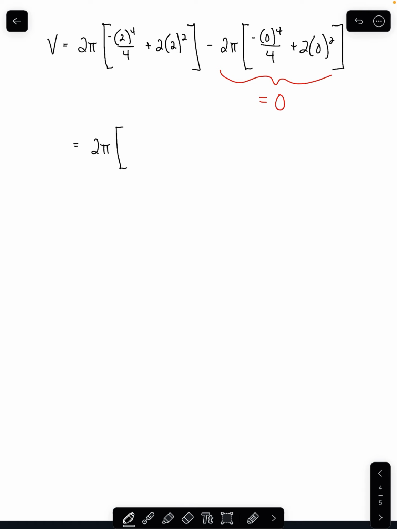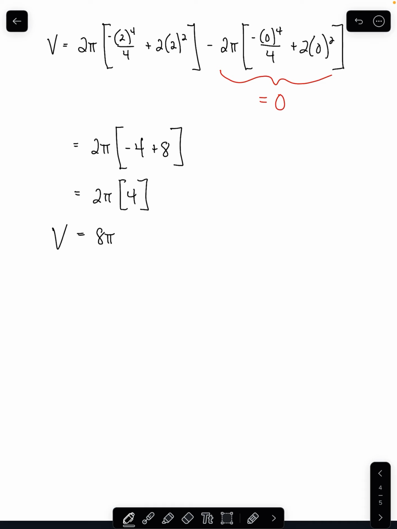2 to the 4th is 16, and 16 over 4 is 4. And then 2 squared is 4 times another 2 is 8. So we end up with 2 pi times 4, which is 8 pi. And that is the volume given by the cylindrical shell method.